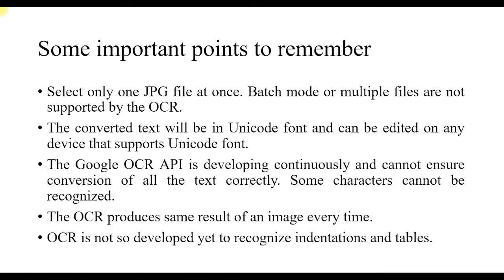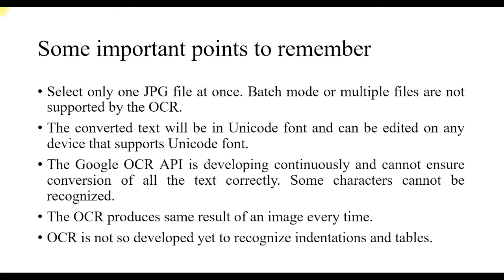Some important points to be remembered while using Google Cloud Vision API or Sanskrit OCR. Select only one JPG file at once. Batch mode or multiple files are not supported by the OCR. The converted text will be in Unicode font and can be edited on any device that supports Unicode font. The Google OCR API is developing continuously and cannot ensure conversion of all the text correctly. Some characters cannot be recognized. We have seen already that some characters can be translated into some unrecognized words. So this is one limitation.